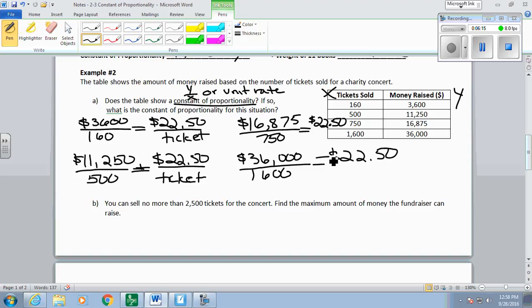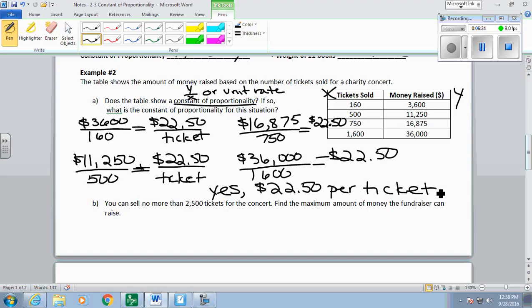So does this table show a constant proportionality? Yes. What is it? $22.50 per ticket. So again, when you see that word constant proportionality, kind of replace it with the word unit rate.